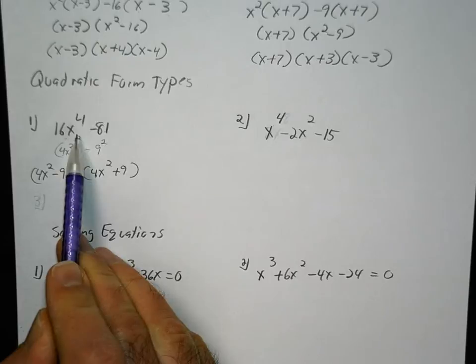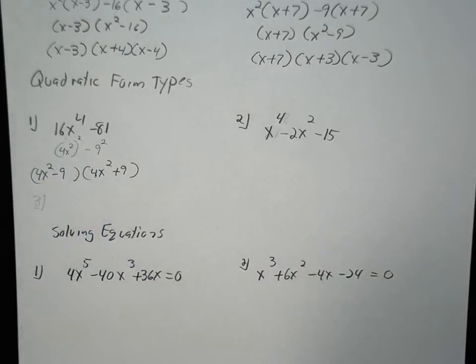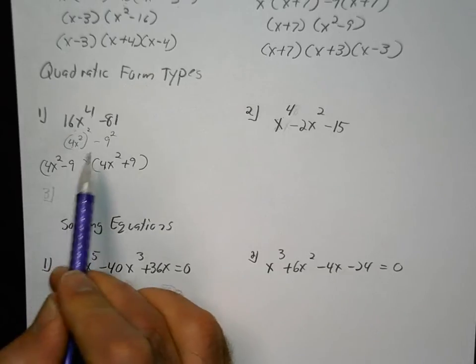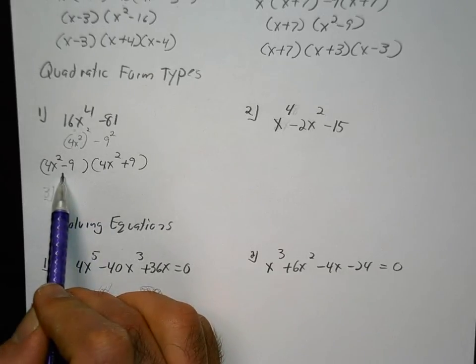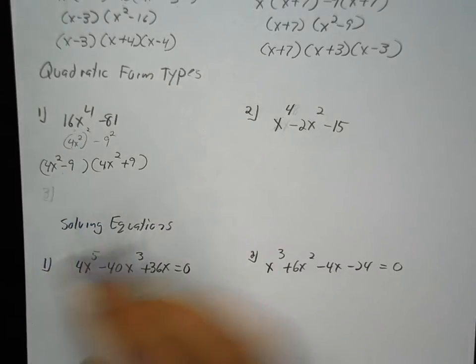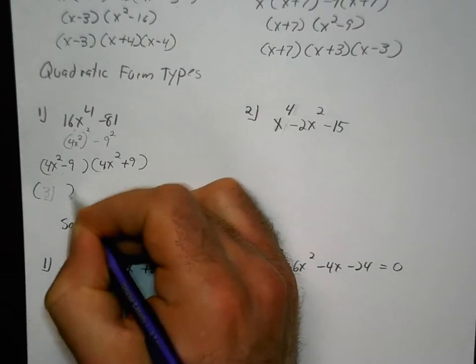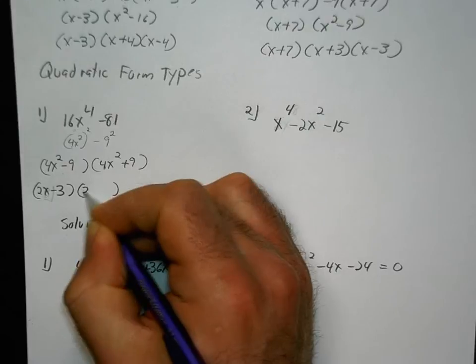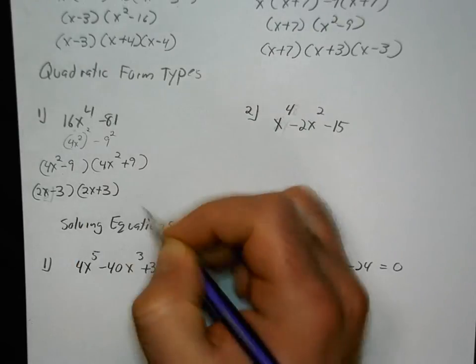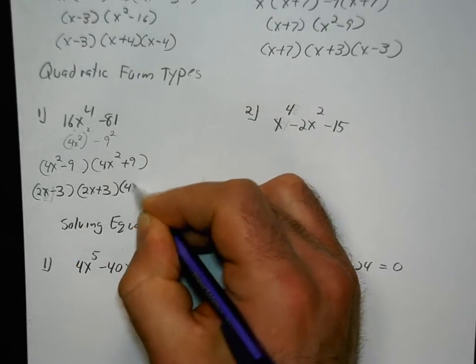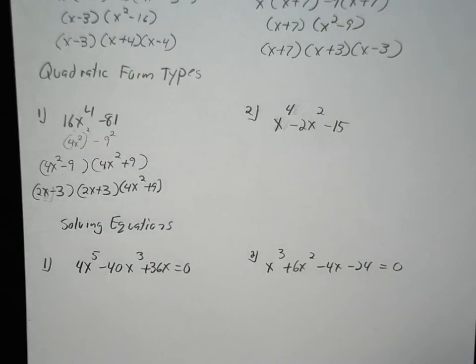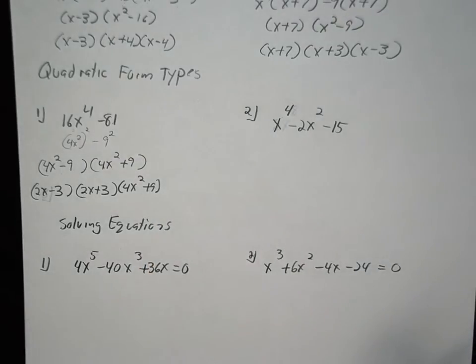Okay, it's a difference of squares, but it's a fourth power. Now we can even take this further, because after we've factored this, now this is another difference of squares. So we can go further. That actually factors to 2x minus 3, 2x plus 3. That's a difference of squares. This one does not factor any further, so we just leave it. Okay.